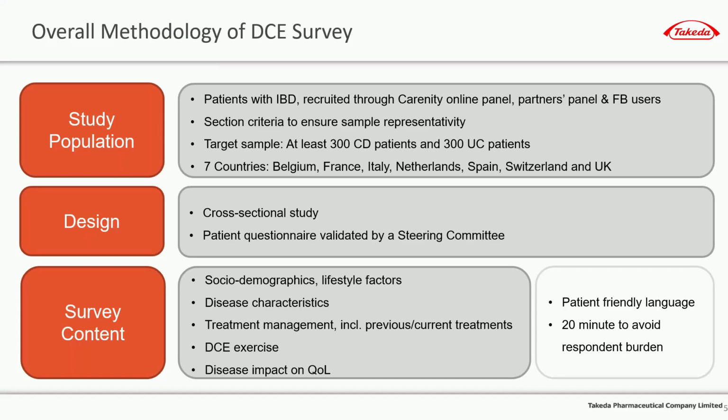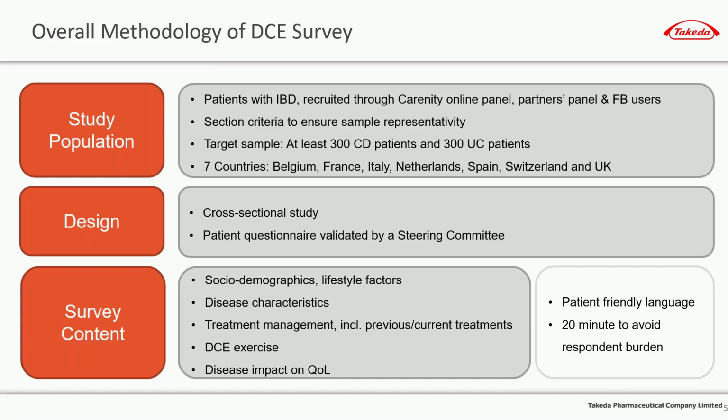Mainly self-reported with ulcerative colitis or Crohn's disease, and also we wanted to be sure that they have been treated for their disease, currently or in the past. The sample size was 600, so 300 per disease, and we have 7 countries who have participated in the survey. So it's a cross-sectional study, and the patient questionnaire has been validated by the steering committee.